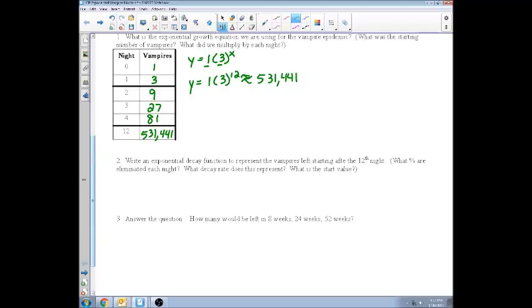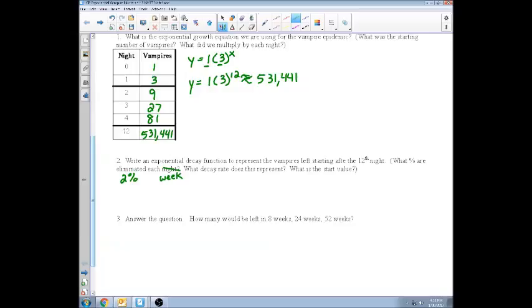Now we will need to write an exponential decay function to represent the vampires left starting after the 12th night. What percentage are eliminated each week? This is not night, this should be week. What decay rate does this represent? What is the start value? Okay, so the first question it asks, the start value is the last question. What percent are eliminated each week? Well, from above, it told us that 2% are eliminated each week.